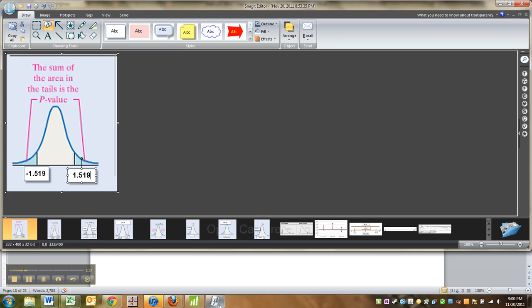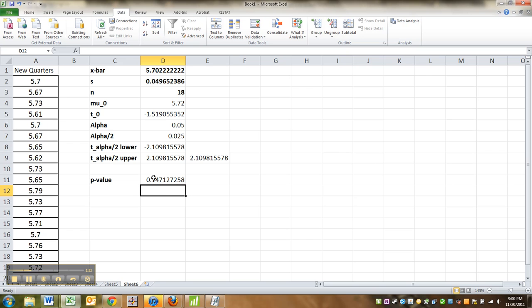Okay, so let's go to, oops, not that one. Let's go to this. There we go. Okay, so we found that these test statistics were negative 1.519 and positive 1.519. Then we've got to find the p-value. Now, we can find it with Excel. It's not very pretty, but we can do it. And I've got it right here. It's T.DIST.2T because this is a two-tailed test.